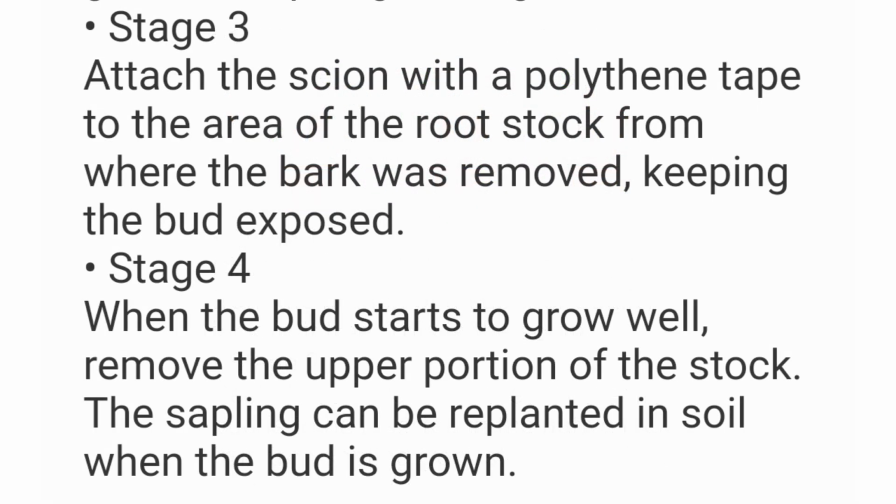Stage 3. Attach the scion with a polythene tape to the area of the rootstock from where the bark was removed, keeping the bud exposed. Stage 4. When the bud starts to grow well, remove the upper portion of the stalk. The sapling can be replanted in soil when the bud is grown.